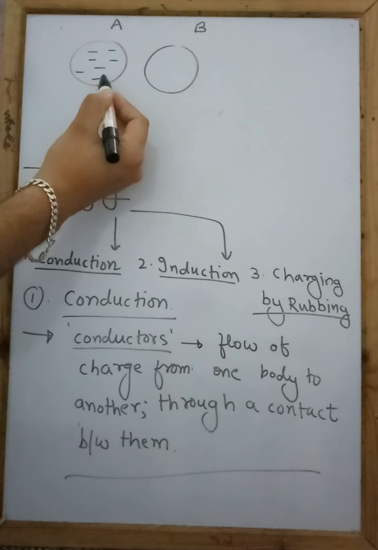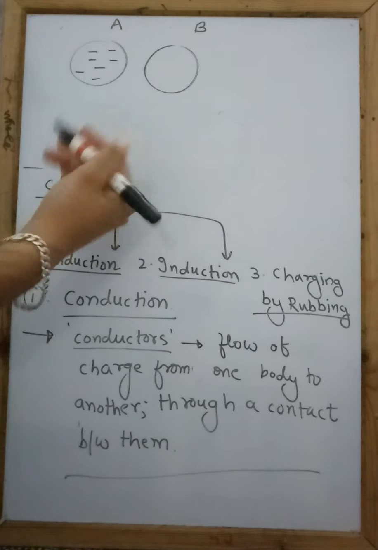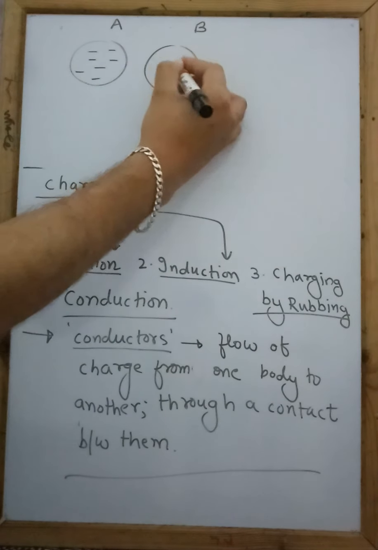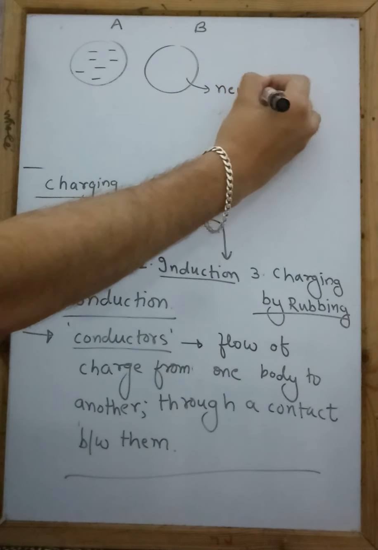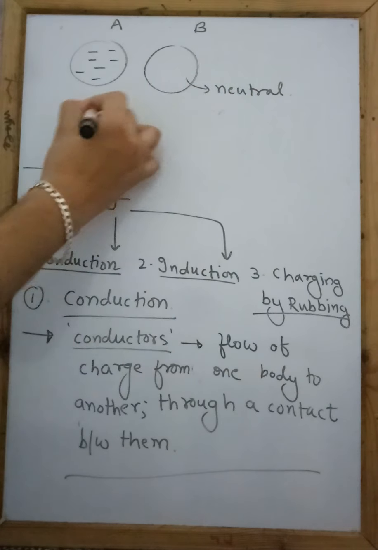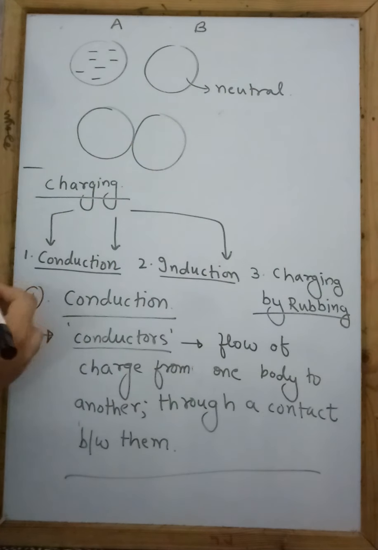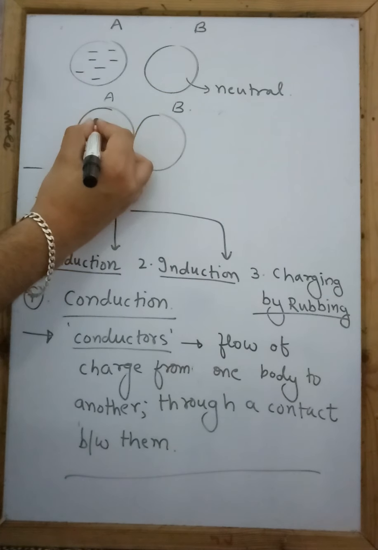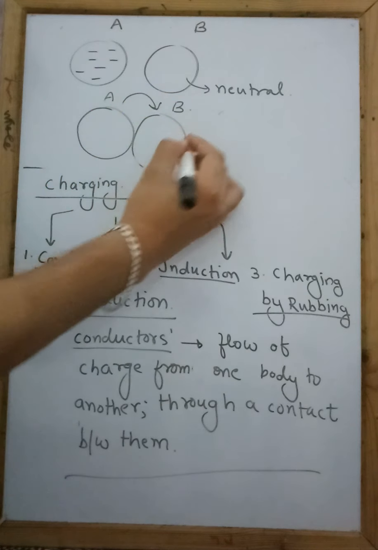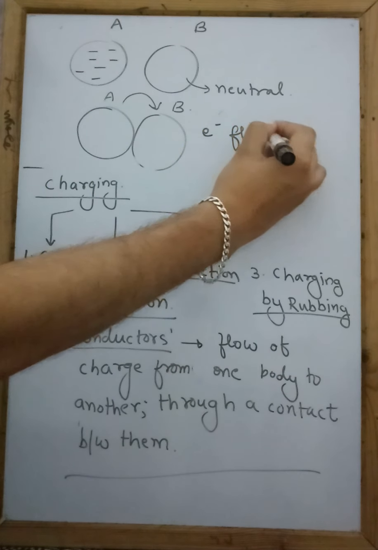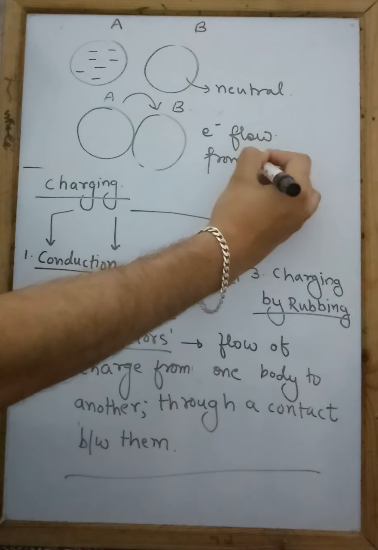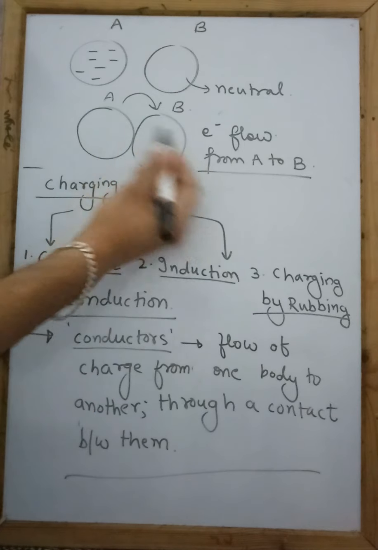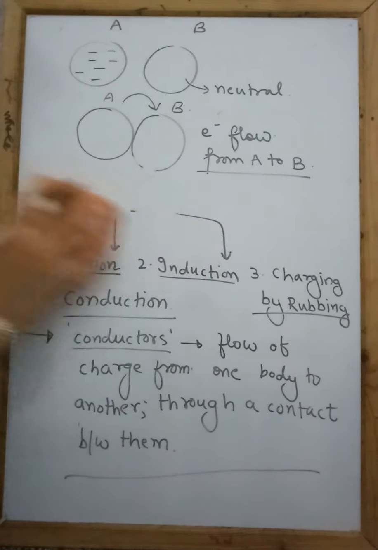This sphere is negative because it carries a greater number of electrons than protons. We have given many electrons to sphere A. Now sphere A is negative and sphere B is initially neutral. So when you put both of them in contact with each other, there is a direct physical contact between A and B. So some of the electrons of A will flow to body B. There will be an electron flow from body A to sphere B.